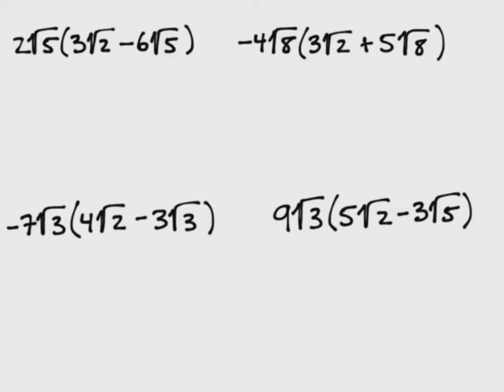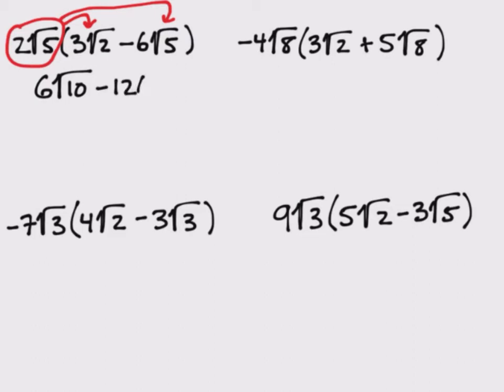So for instance, in our first example, all we're going to do is we're going to multiply 2 times the square root of 5 by both 3 times the square root of 2 and by negative 6 times the square root of 5. All right, again, we're going to handle the integers with the integers and the radicals with the radicals. So for our first set of multiplication, 2 times 3 is 6. The square root of 5 times the square root of 2 is the square root of 10. For our second set of multiplication, 2 times negative 6 is negative 12. And the square root of 5 times the square root of 5 is 5.